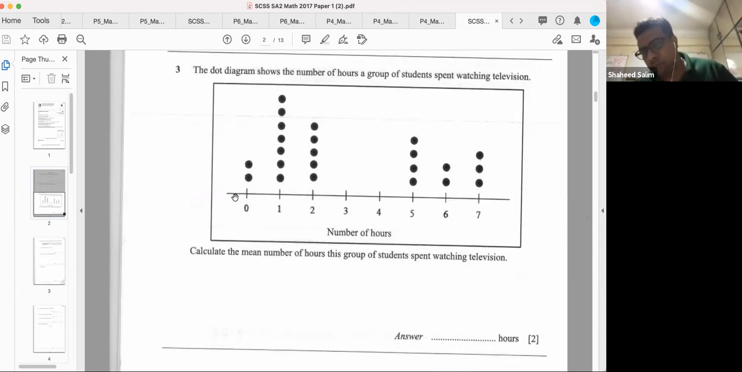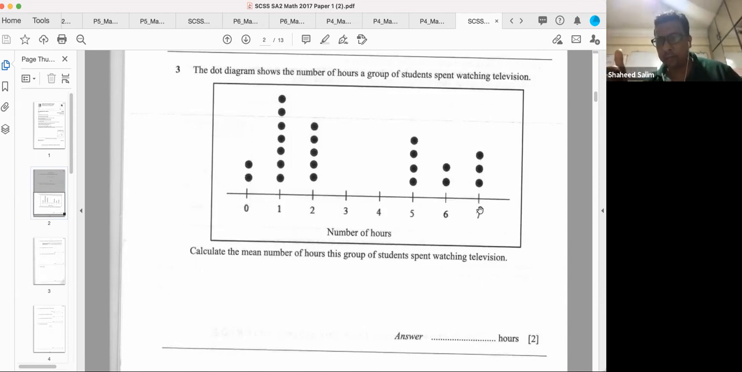2.0, what does it mean? It means 2% don't watch TV at all. This one you count 1, 2, 3, 4, 5, 6, 7. 7% watch 1 hour of TV every day. You get it? Let's say this one: 1, 2, 3. 3% watch 7 hours of TV.